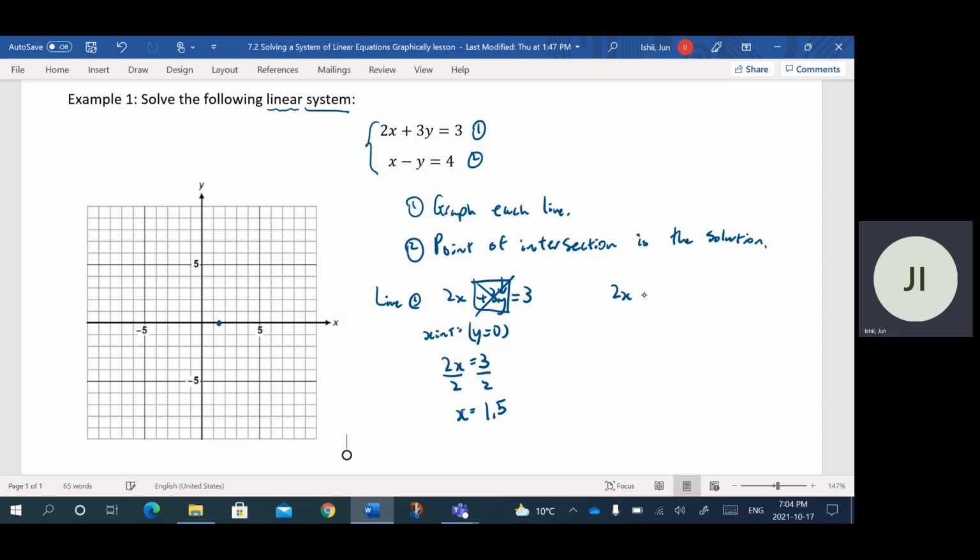To get the y-intercept, I'm going to write this back up again: 2x plus 3y equals 3. This time, I'm going to plug in 0 for x. If I plug in 0 here, 2 times 0 is 0, and 0 plus anything is itself. So again, I just need to solve 3y equals 3. If I divide both sides by 3, y equals 1. So my y-intercept is at 1, right here. That gives us 2 points.